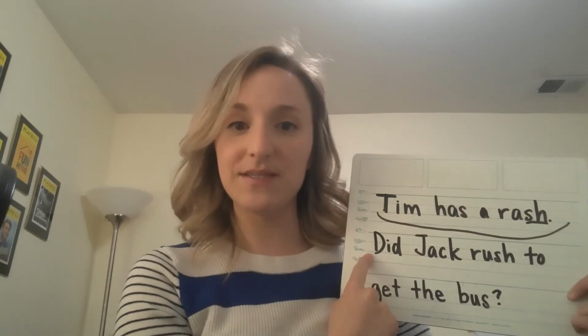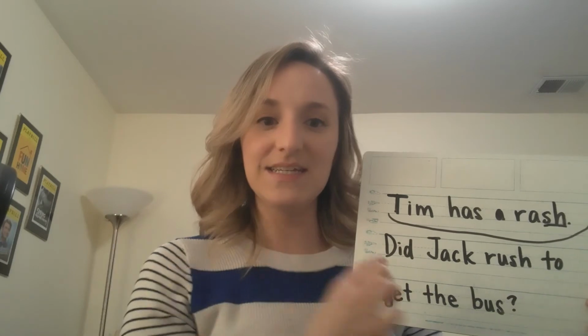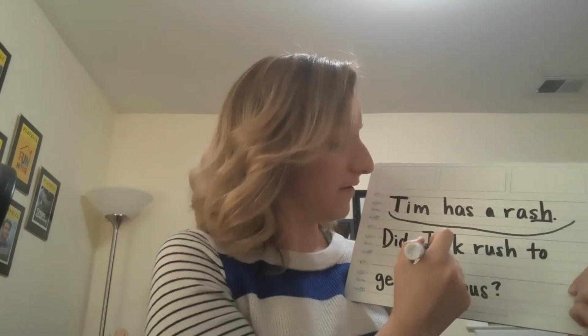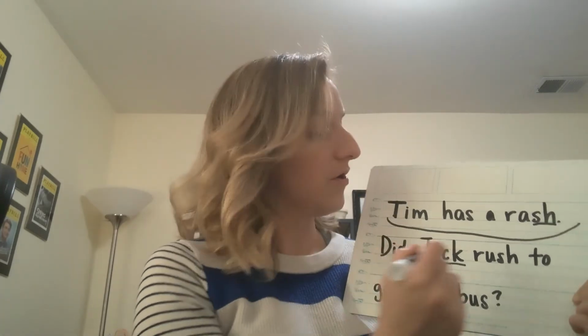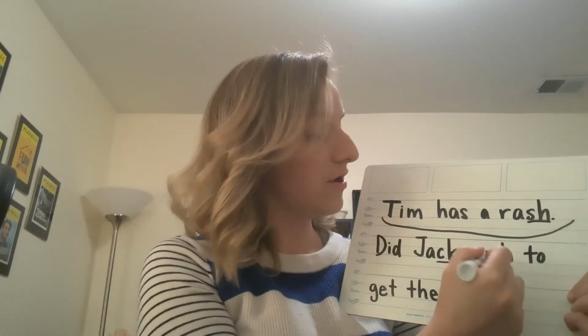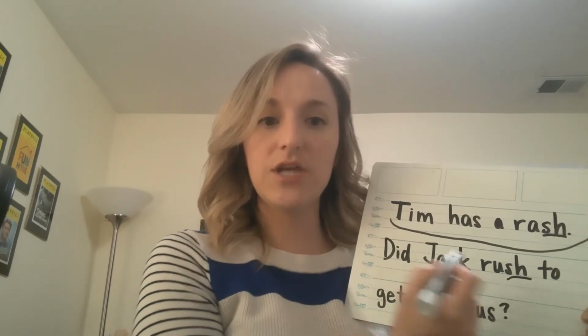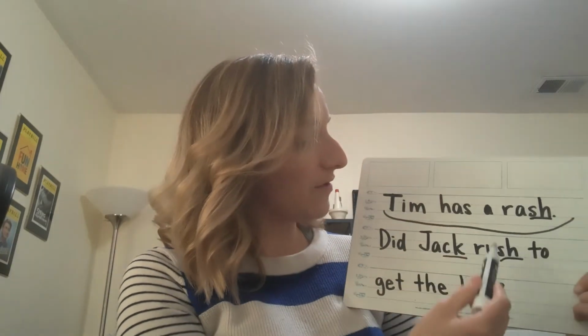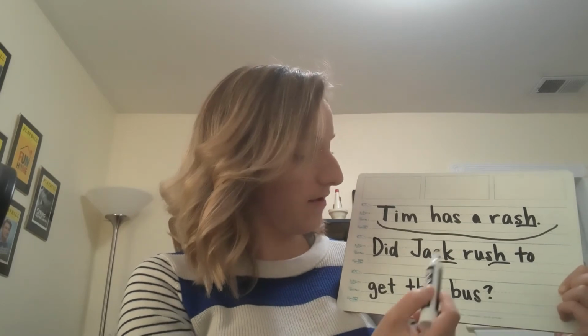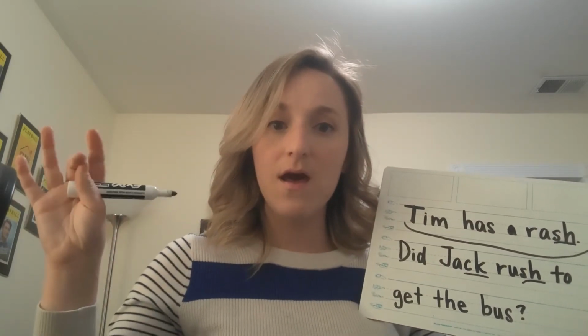Ready? So let's tap out the sentence. So d, i, d, did. J, a, oh, and there's a digraph. J, a-ck, Jack. Did Jack. R, a, sh, rush. There's a heart word, too. We're going to keep going. Ready? G, e-t, get. Let's go back and remember so we don't forget. Did Jack rush to get the, tap out this last word, ready? B-u-s, bus. And then we go back and read the whole thing.